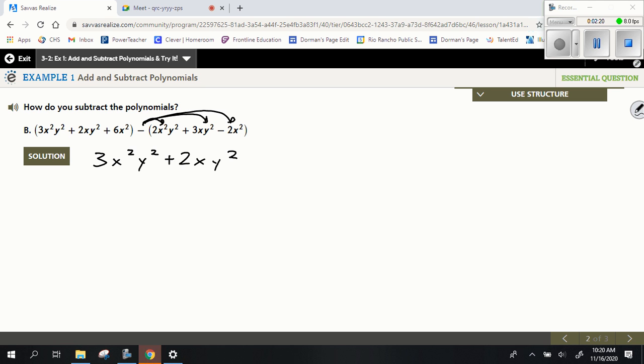And what that's going to do is change the sign of each of the terms. So now we'll have a negative 2x squared y squared minus, right, it was positive, now it's a negative 3xy squared plus 2x squared. So all that negative sign did was change the sign of everything inside my parentheses. Now I need to find like terms and combine.